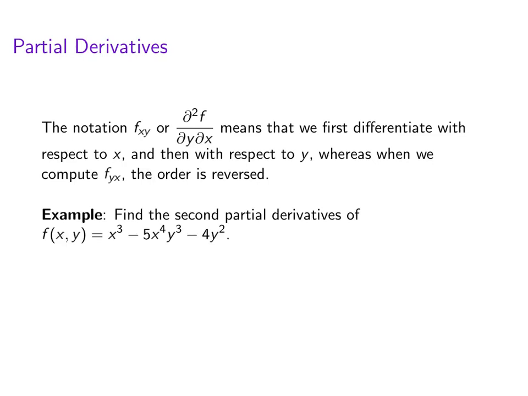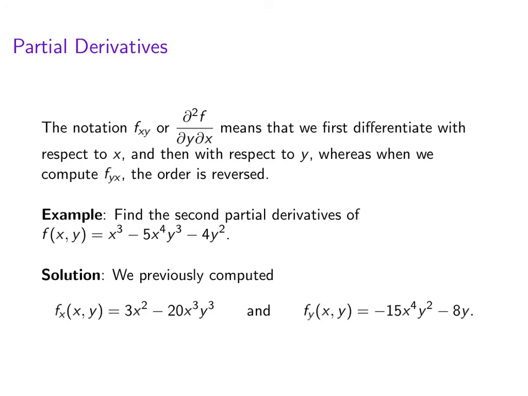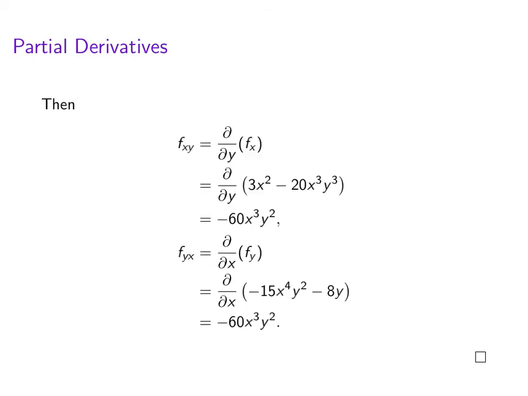So as an example, let's find all of the second partial derivatives of x cubed minus 5x to the fourth y cubed minus 4y squared. Now earlier we computed the first partial derivatives. They look like this. So now fxy means we should take fx and differentiate that with respect to y. And if we do that, we get negative 60x cubed y squared.